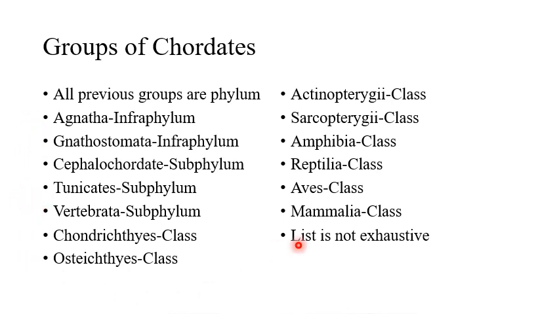Most of the organisms we're going to talk about are classes, right? So these are all the different classes of vertebrates. Fish, amphibian, reptile, bird, mammal, okay? So that's the basic structure.